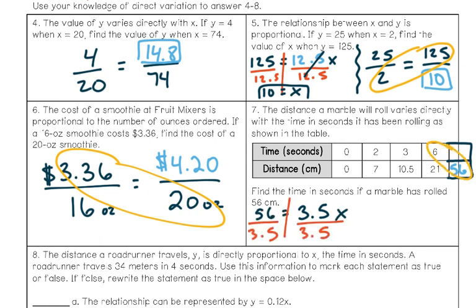The 2 main options we've talked about today are setting up an equation, or you can use this point in the table like it's a proportion. You can cross multiply these 2 numbers and divide by that number that's left. Either strategy will work. So go ahead and tell me how much time has passed in seconds if a marble has rolled 56 centimeters. Either way that you do this, you should get 16 seconds.